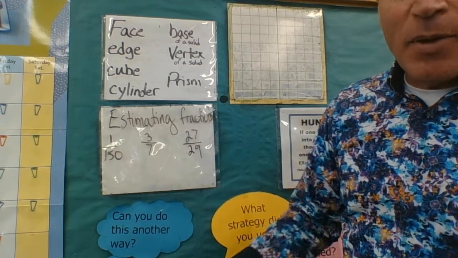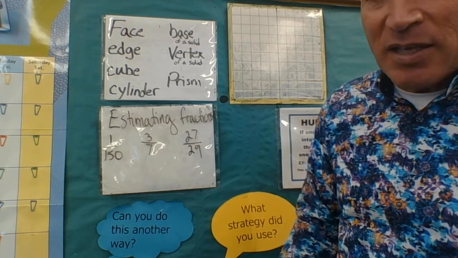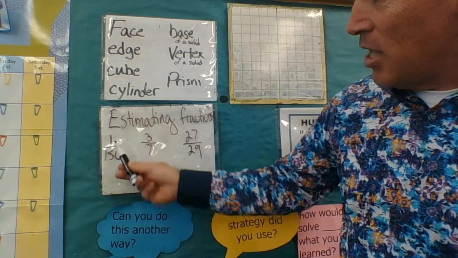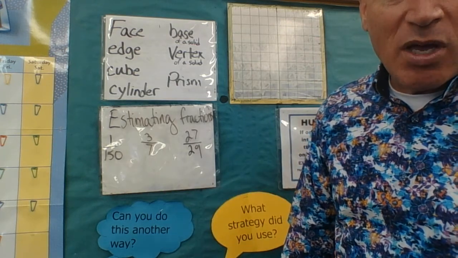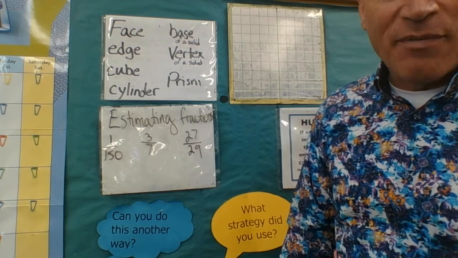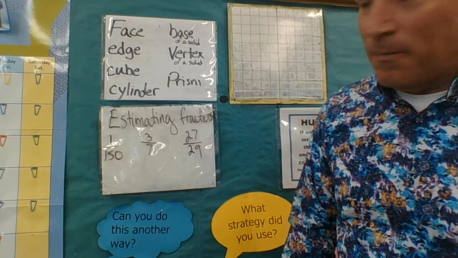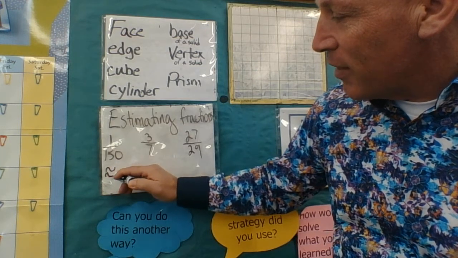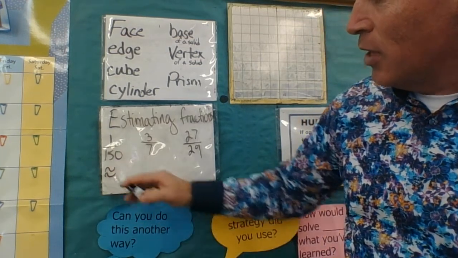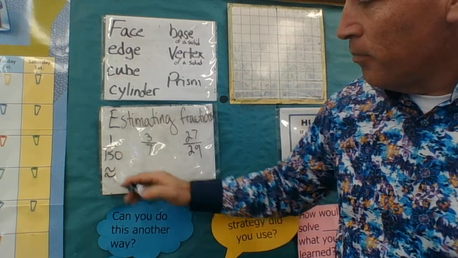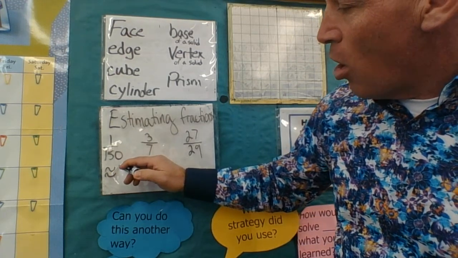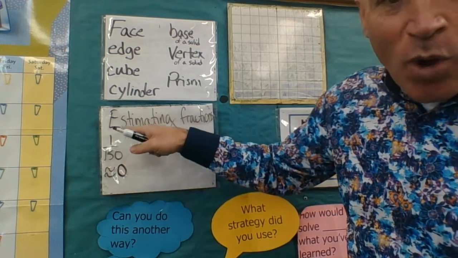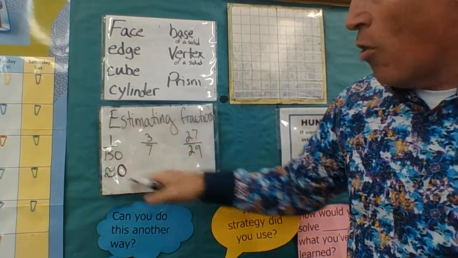Now for this first one, our estimation, we know that the whole has been cut up into 150 pieces. Think about a pizza. You got a pizza ordered to your house, and it was cut up into 150 pieces, and you only ate one of them. Did you eat almost all of it? Did you eat almost half of it? Or did you eat almost none of it? So the way you write almost in math is a squiggly equal sign like this. Kids love writing that. I'm sure you do too. So this means almost. So the answer here would be almost 0. It's not completely 0 because you did have one piece, but it's almost 0.